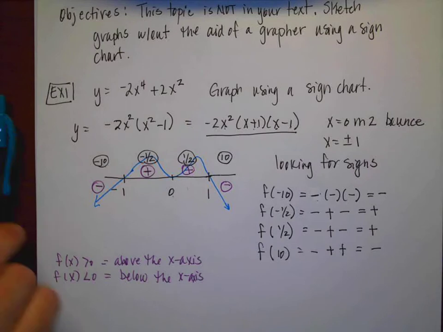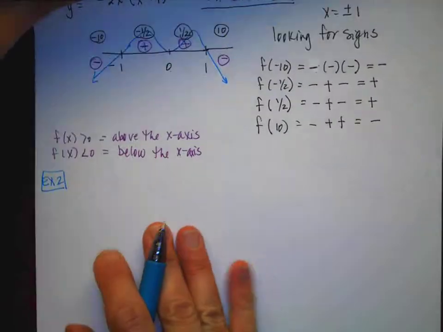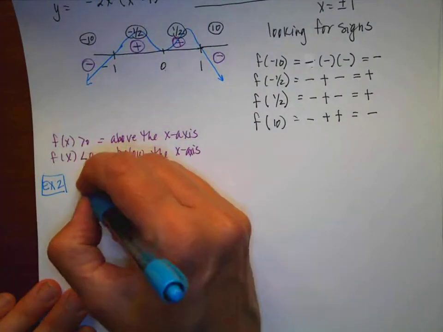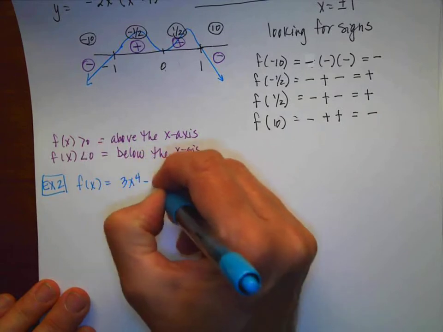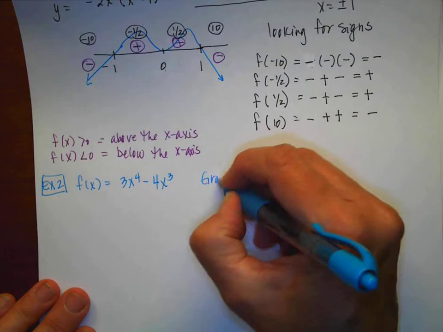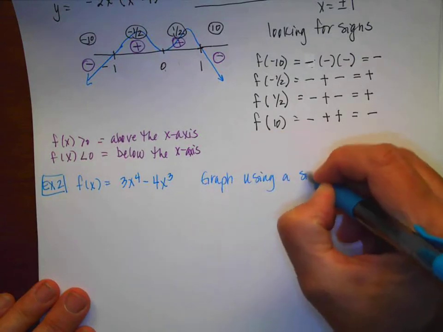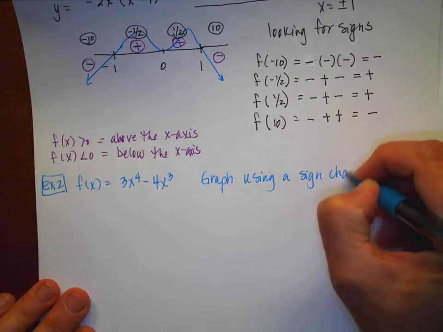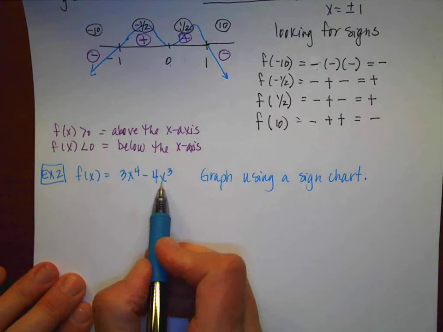All right, let's move on and do another example. So this will be example 2. Let me move my paper up. Okay. All righty. So we're going to have f of x is equal to 3x to the fourth minus 4x cubed. And I want to graph using a sign chart. All right, we're just going to walk through the steps again.